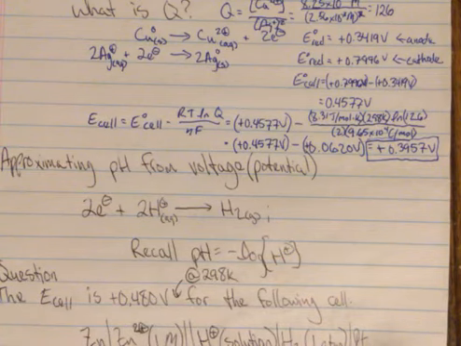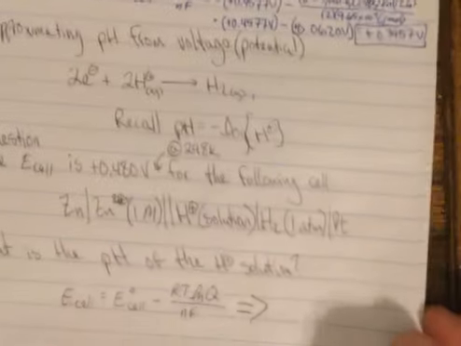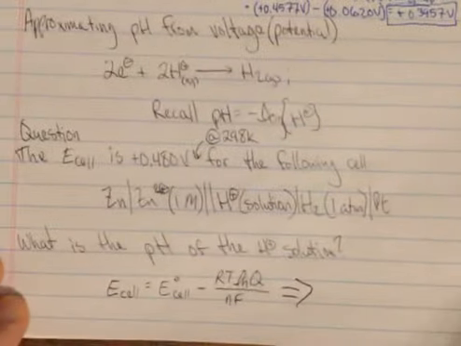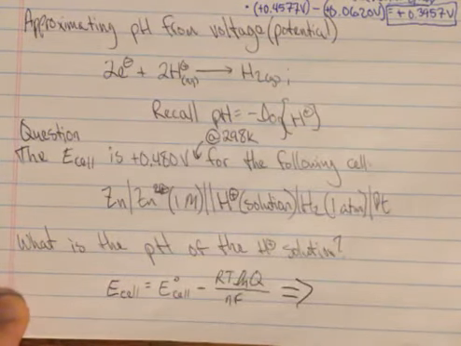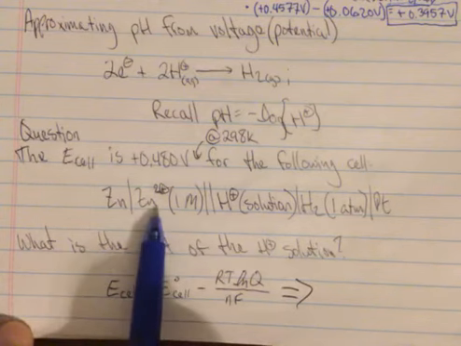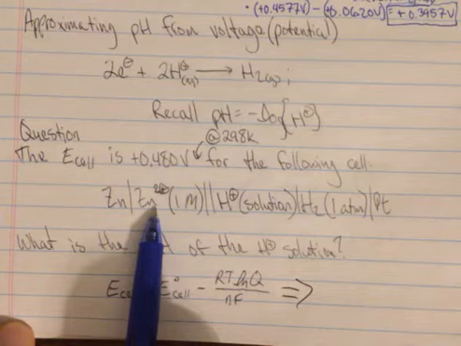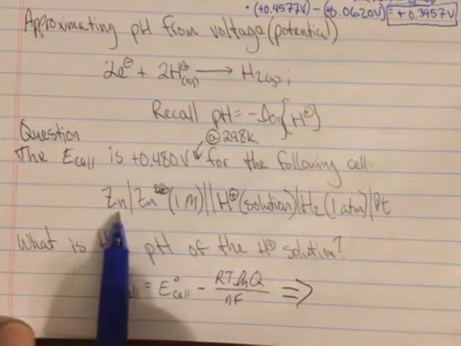Okay, so here's a question. The E cell is 0.48 volts at 298 K. Okay, so for the following cell, you have zinc, which is going to be used as a cathode or anode. In this case, it's going to be the reducing agent.